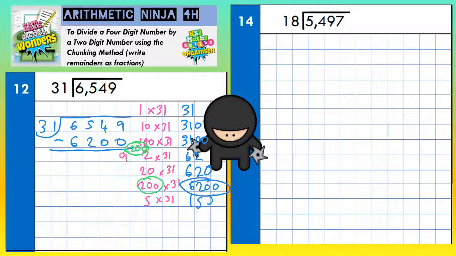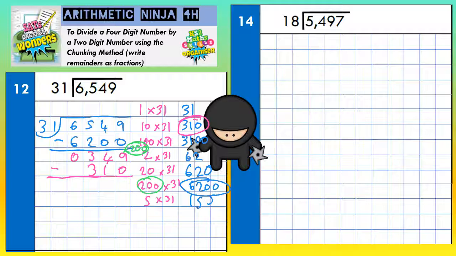9 take away nothing is 9. 4 take away nothing is 4. 5 take away 2 is 3. 6 take away 6 is nothing. So we're down to 349. Now the next biggest chunk we can take away is going to be this 310. So let's take away 310.